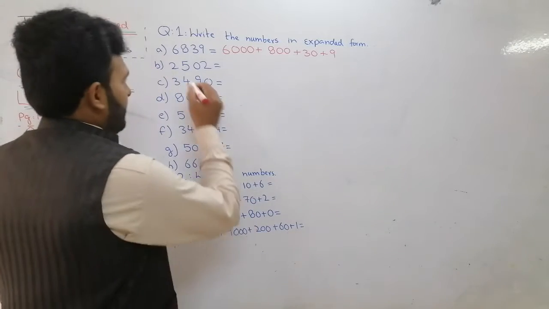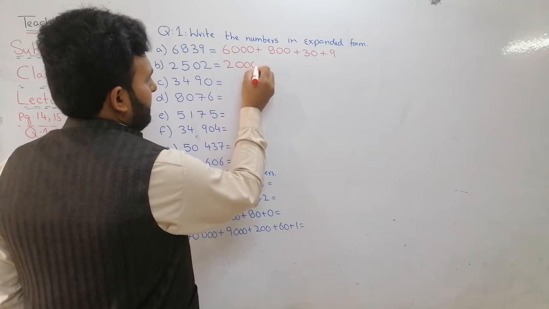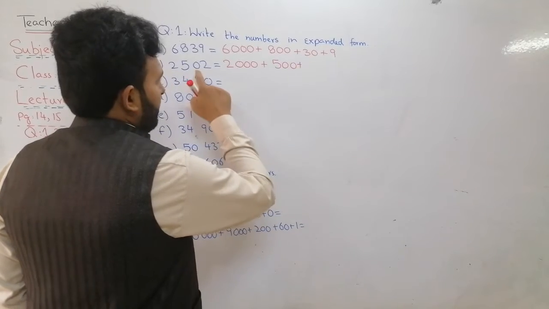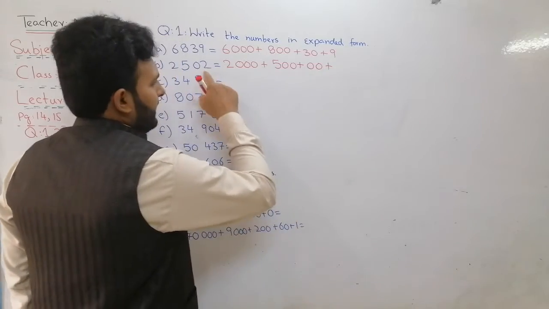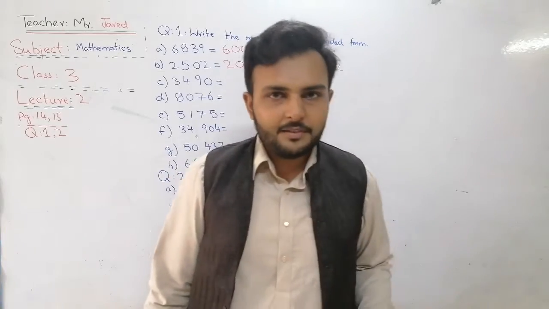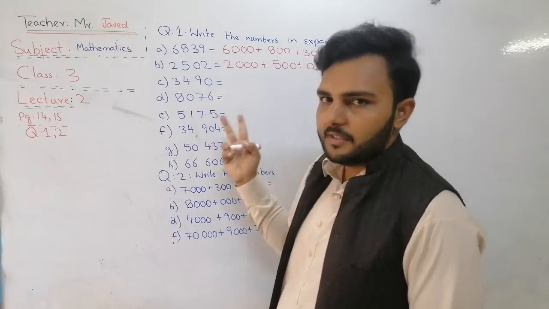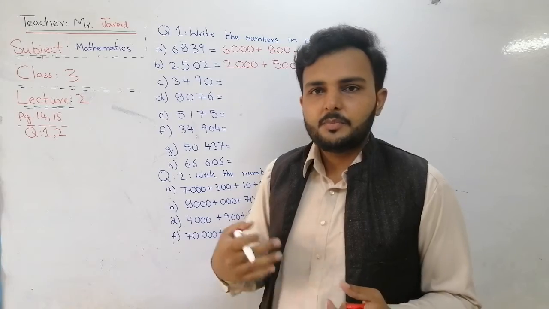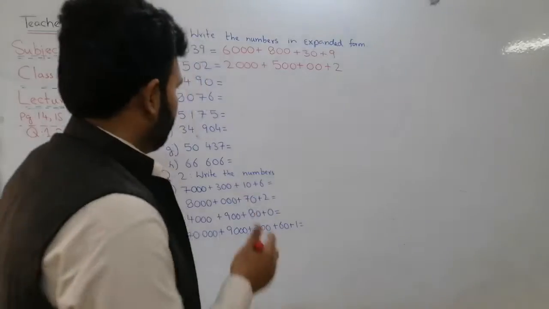6,830 and 9. Okay, after that, 2,000 is the place value. After that 500. Here there is 0, you will write 0. At the tens place, so you write 20. After that 2 is there. Clear all the students? You should know about the place value. Where there is a tens place, there will be 2 digits. Where there is a hundreds place, there will be 3 digits. At the thousands place, there should be 4 digits. Clear all of you? So you should know about these facts.